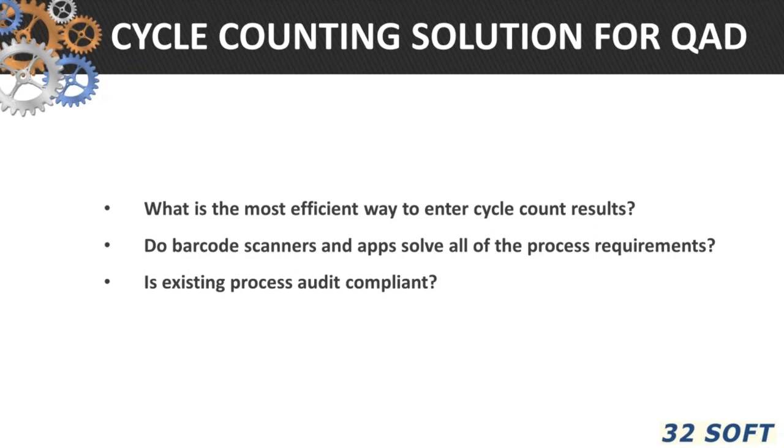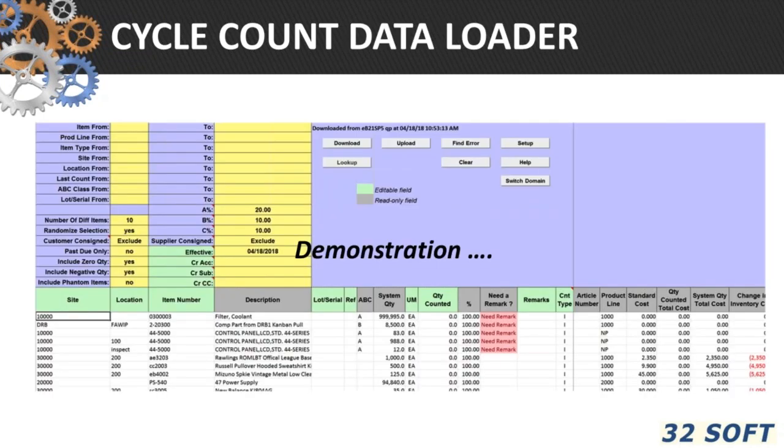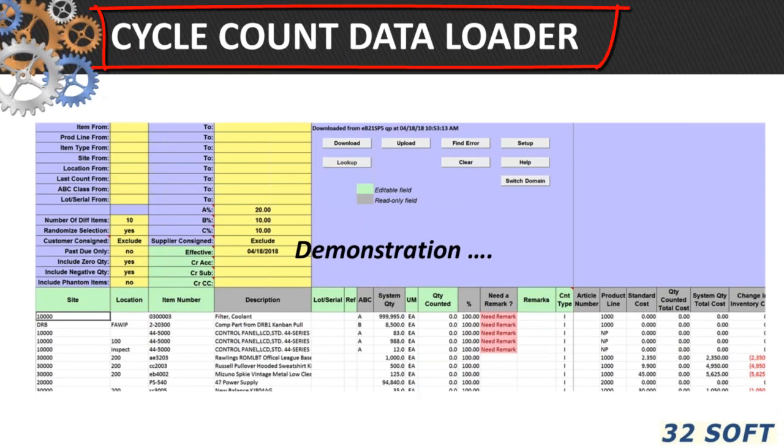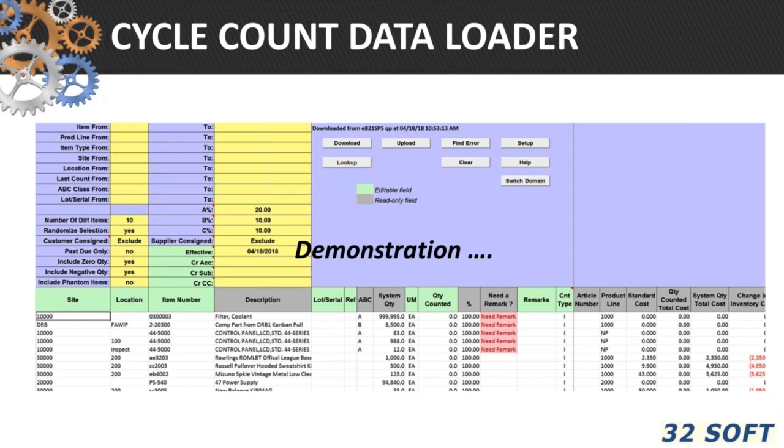And even with having one, how do you handle cycle count worksheets efficiently? And what is your solution to having all cycle counts properly documented? I want to show you a data loader designed to resolve most of the issues you might have with cycle count and provide all necessary tools to properly document the process.